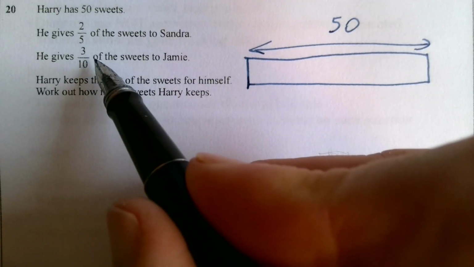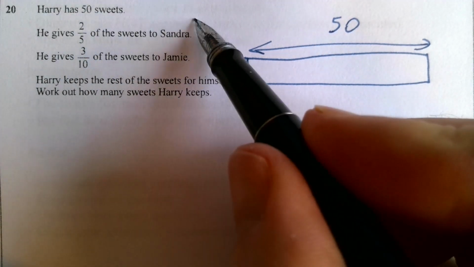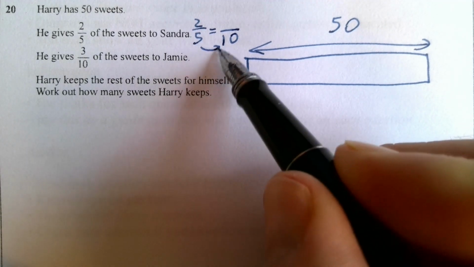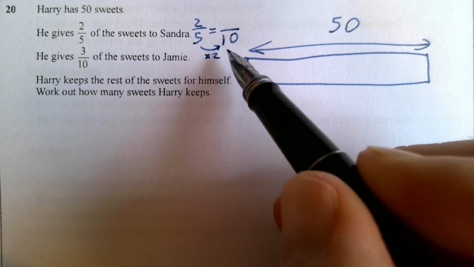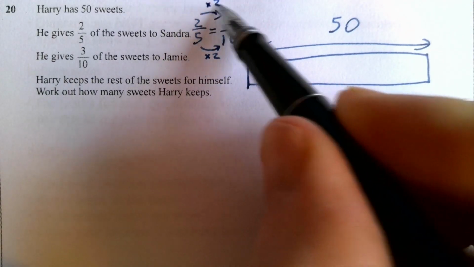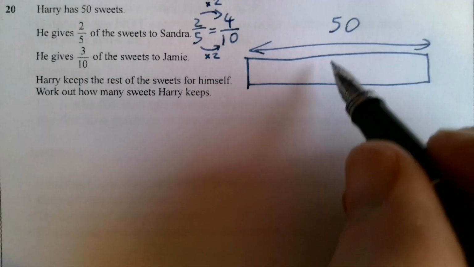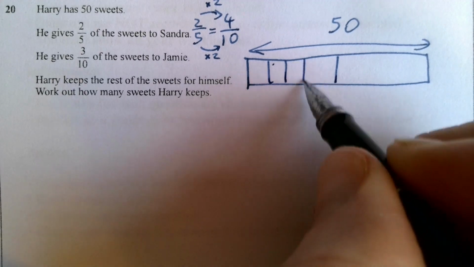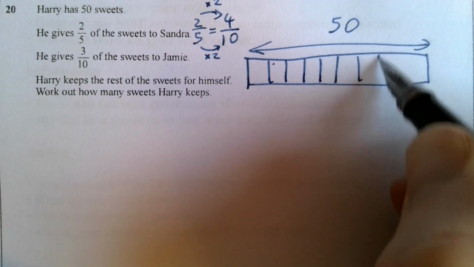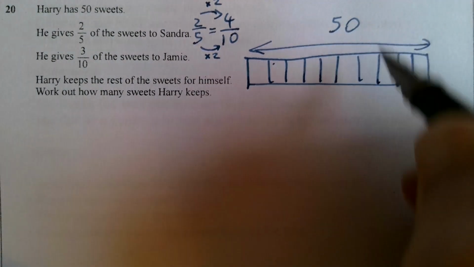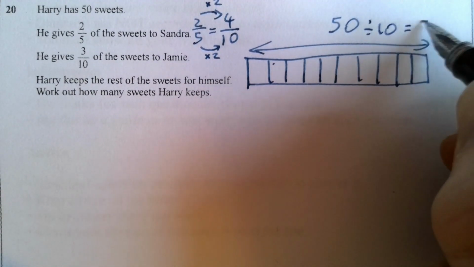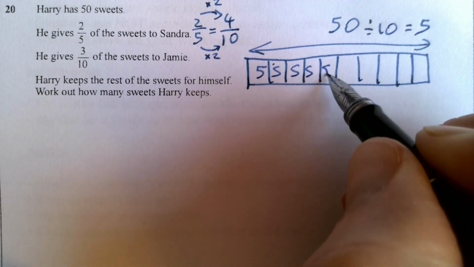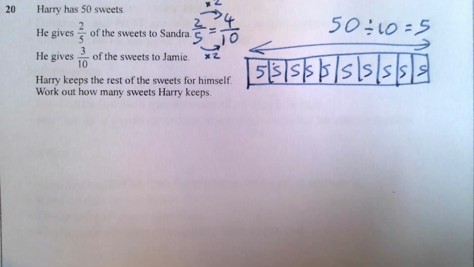And although actually one thing we could do is just do it into tenths, because I noticed that 2/5, what's 2/5 in tenths? If you're doubling the number on the bottom, that's making them all half the size, and you have to double the number on the top. That's the same as saying 4/10. So if we divide our 50 into 10 equal bits, then 50 divided by 10 is 5. Each tenth is 5 sweets. 5, 5, 5, 5, 5, 5, 5, 5, 5.